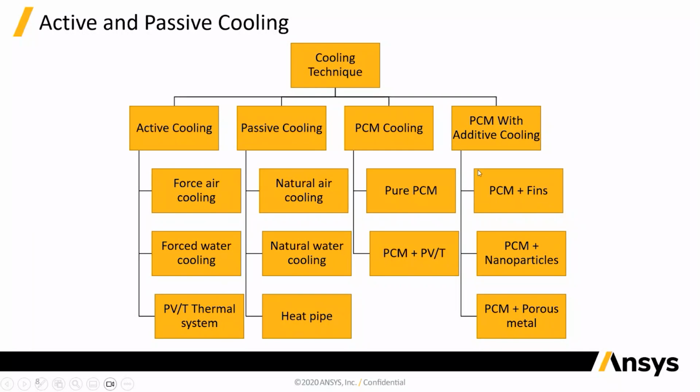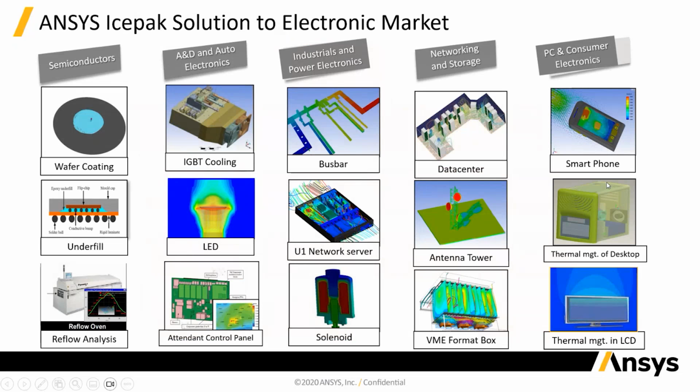Or we can use phase change materials with additive cooling, where we can use nanoparticles or advanced mechanisms to increase the surface area exposed, for example fins or porous metal, to cool the systems well. So these are different types of techniques. We can simulate most of them in Icepak, using the Ansys tools.